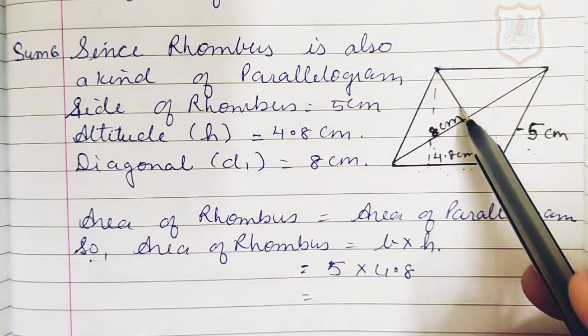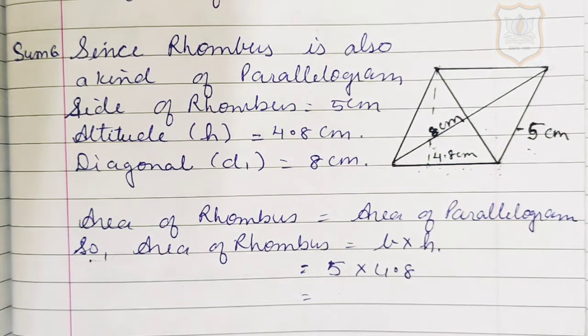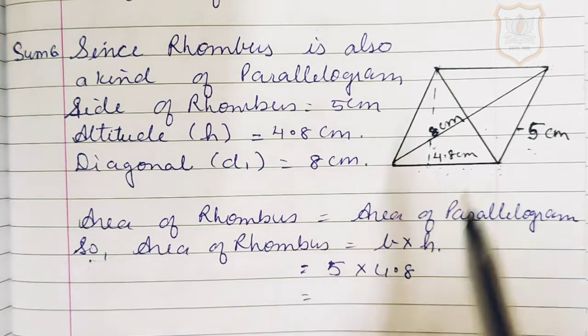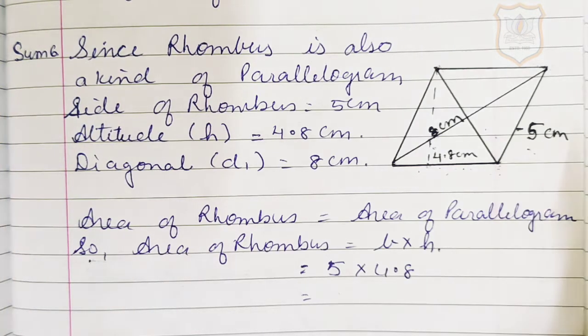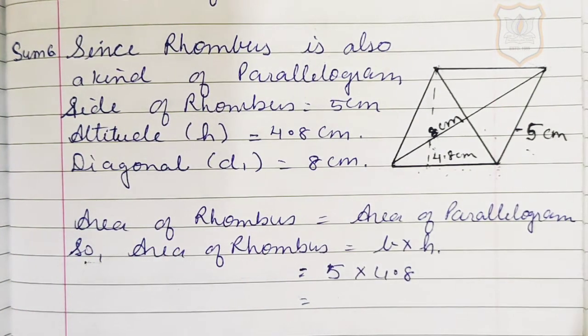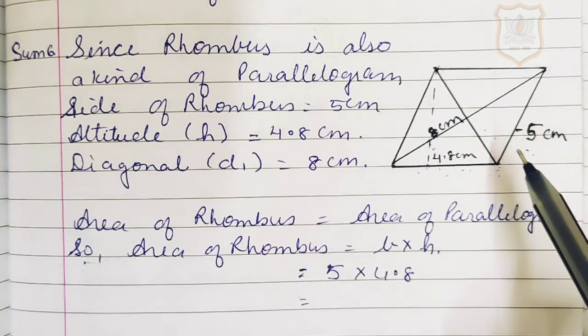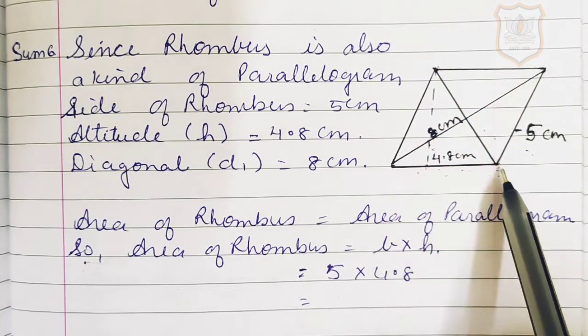Here we have to find out the measure of other diagonal and area of rhombus. यहाँ पे आपको दो चीज़ें find out करनी है, एक area of rhombus और measure of the other diagonal. So here what we will do is that this is a rhombus shaped figure.